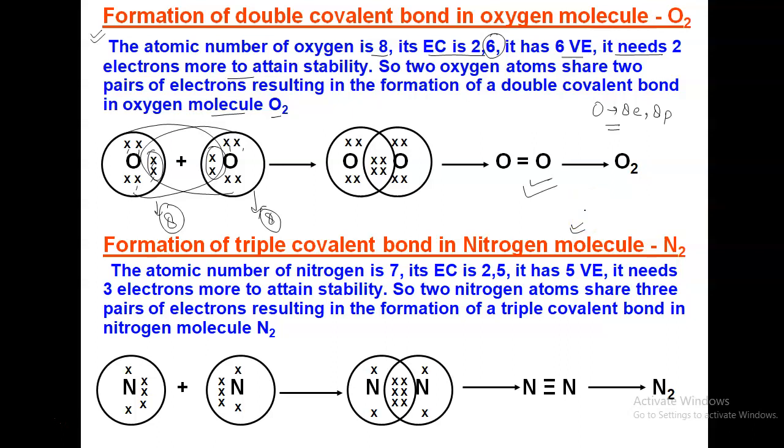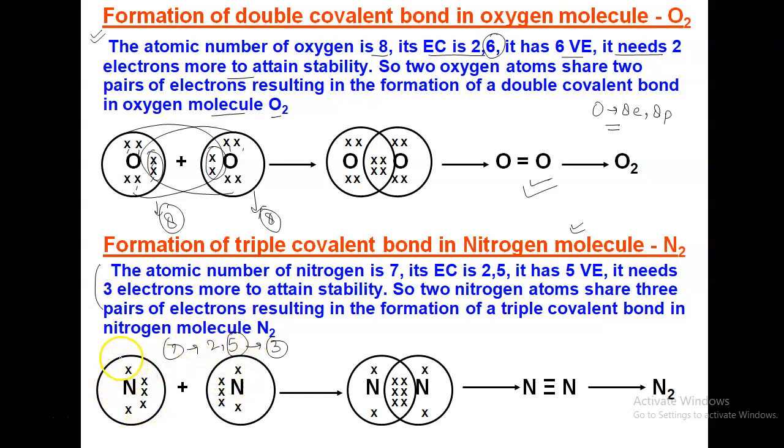It is same as O2 molecule. Okay, we don't need to read about the whole para. You can read this. I'm simply going to tell you how nitrogen forms a triple bond. See, nitrogen has 7 electrons. Its electronic configuration is 2, 5. It has 5 electrons in its valence shell. It only needs 3 electrons to get stability. So this nitrogen needs 3 electrons. This also needs 3 electrons.